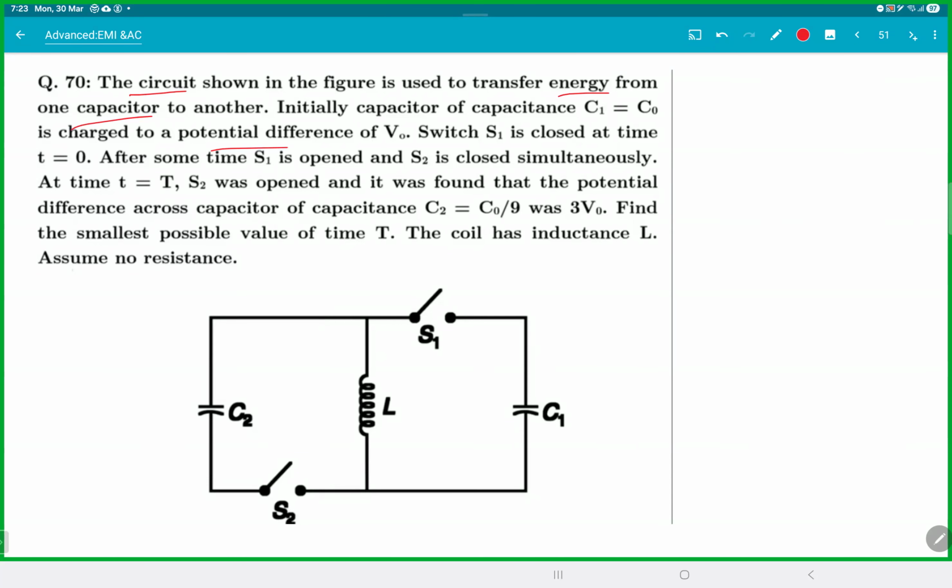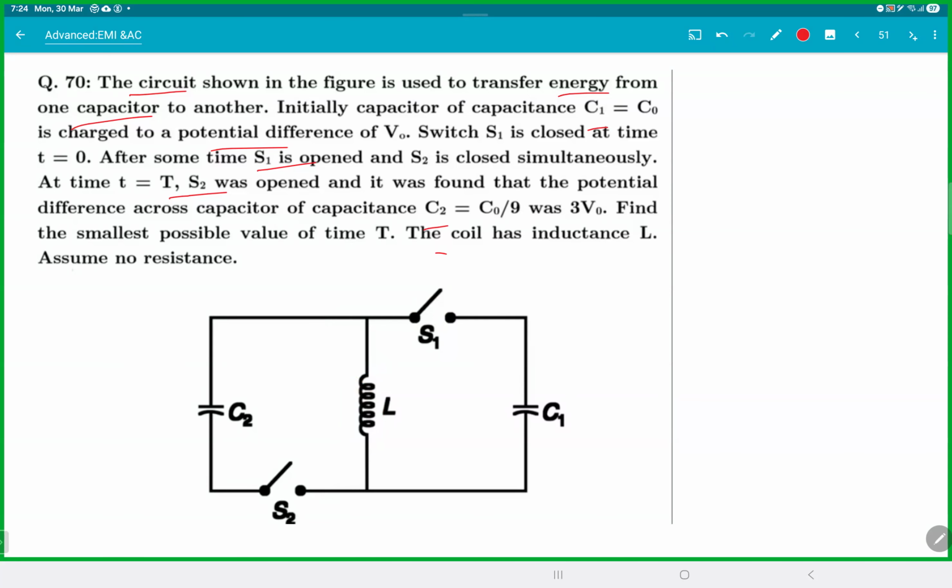I'm just picking words. Okay, S2, S1, okay, there are two switches. C2, okay, C2 is here. C1, okay, is here. Coil is inductance, okay, it's an inductance. So I didn't understand anything about the question. All that I came to know in this 10-15 seconds is that there is a circuit with two capacitors and an inductor and two switches.